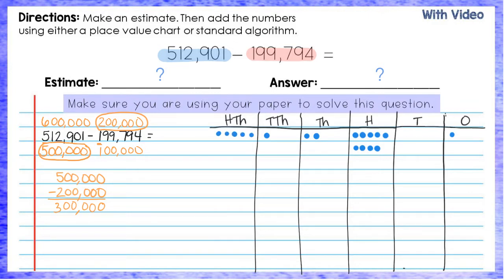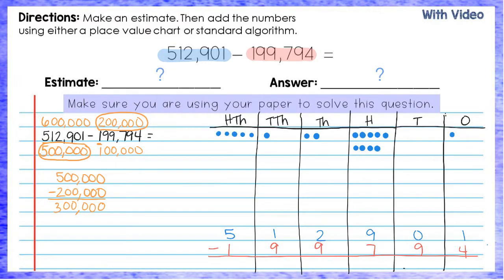Now I'm going to come down here and write my number again at the bottom of my place value chart. 512,901. Now we're going to be taking away 199,794. We're taking that away.